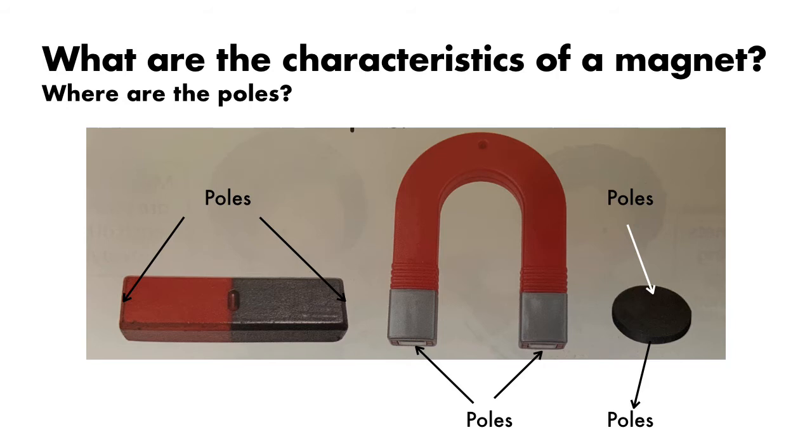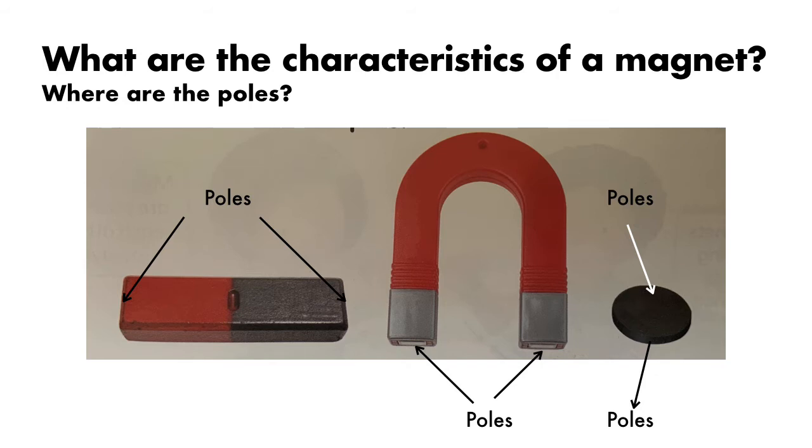So we now know that a magnet has two poles, the north pole and the south pole. And the poles are where the pull of the magnet is the strongest. Now, where do we find the north pole and the south pole? Where do we find the poles of the magnet? It depends on what type of magnet.